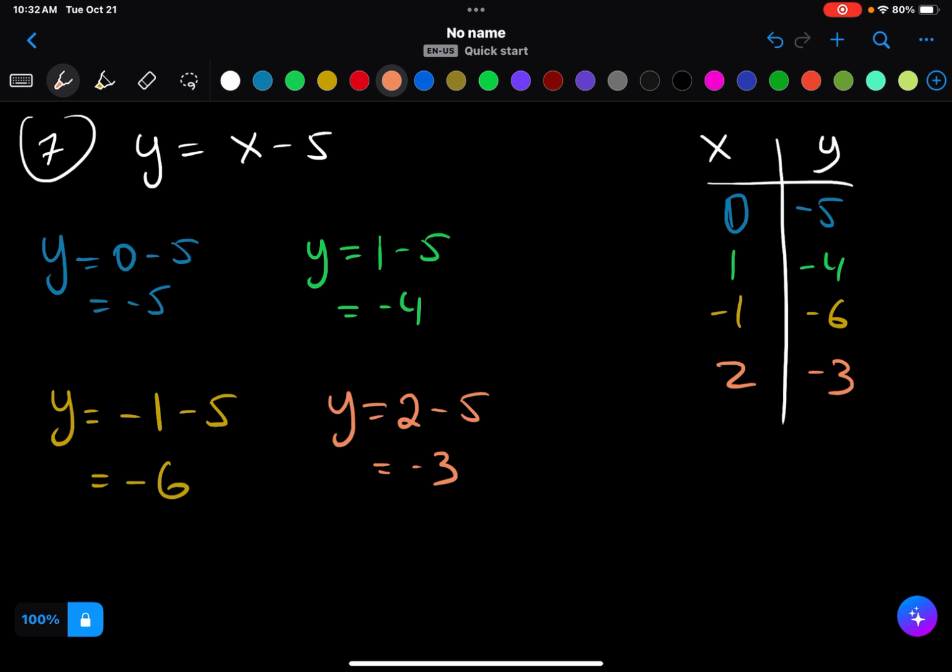That's number 7. Not a whole lot else to say about it. Pause this if you need to. Now let's move on to number 8, which is a bit more interesting.